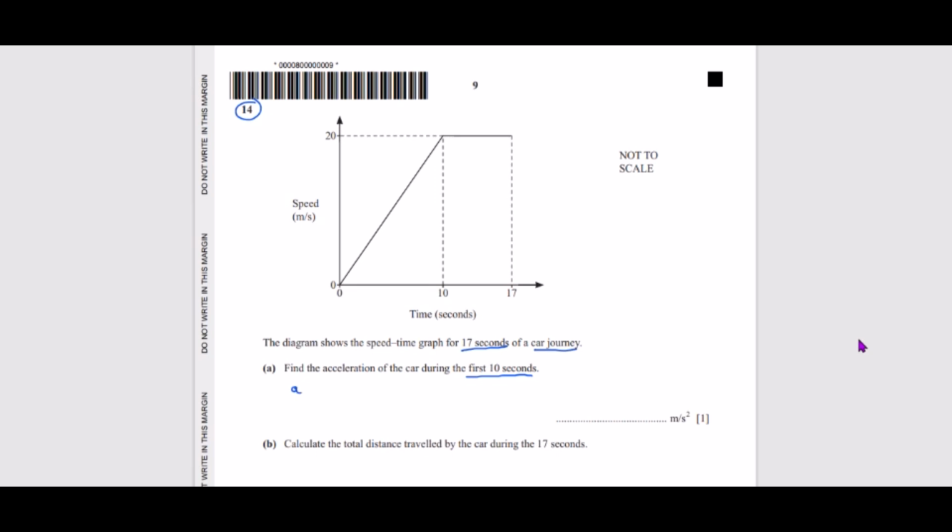Acceleration a is equal to Vf minus Vi divided by t. Vf is the final velocity. The final velocity is 20, so Vf is 20 minus the initial velocity, which is equal to 0. This one is Vi, and the given time is 10 seconds, divided by 10. So that is equal to 20 divided by 10, which is equal to 2. So acceleration is 2.